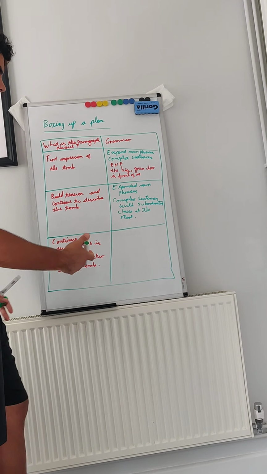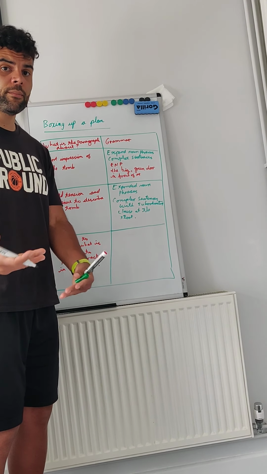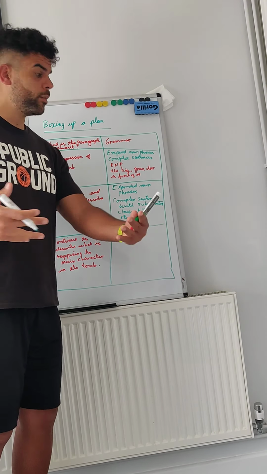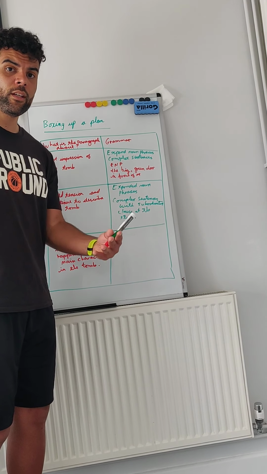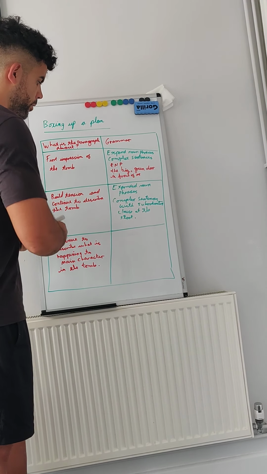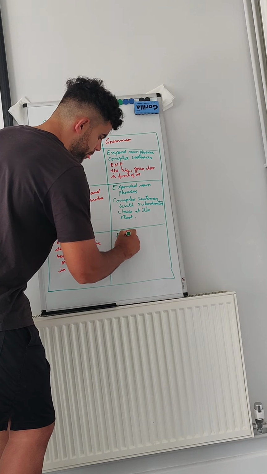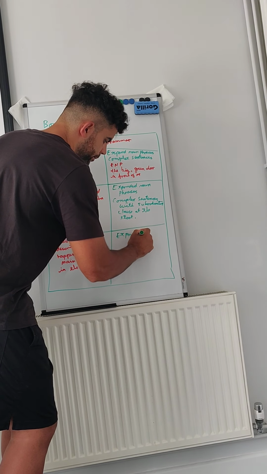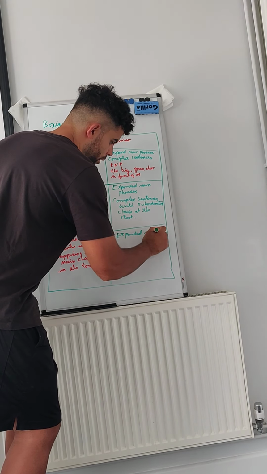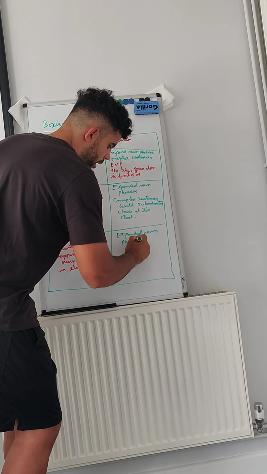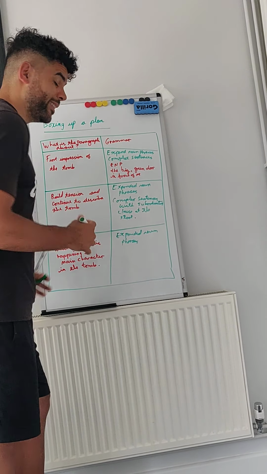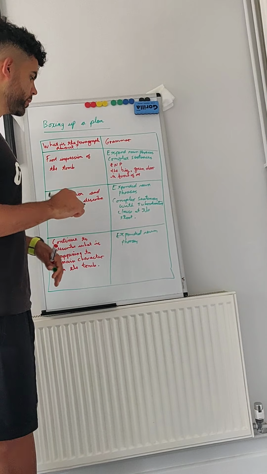Okay, and now my last one in here, it says, to continue to describe what is happening to the main character in the tomb. Again, you continue to describe, so what do we need to use and what do we need to make sure that we're including in here? Well, we need to make sure that we're including expanded noun phrases. Again, you see how expanded noun phrases in this particular text type is quite important.